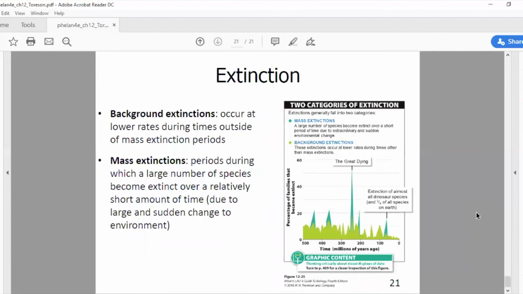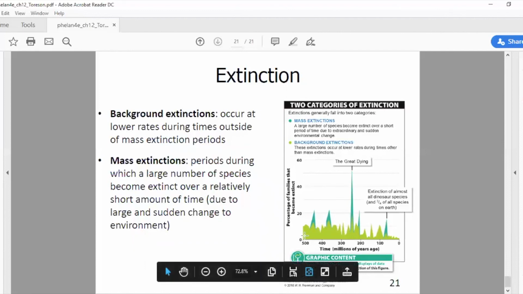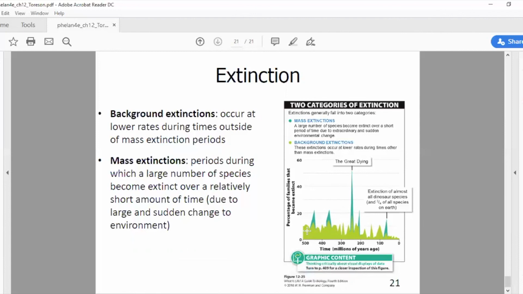Extinction can be one of two kinds: background extinctions or mass extinctions. Background extinctions, which are represented in this green color on slide 21, show you that over time there is a relatively low rate of extinction.